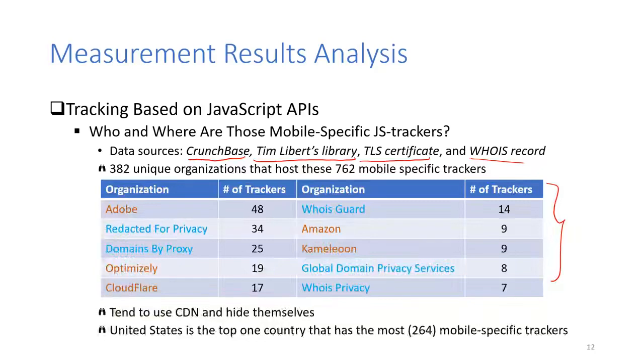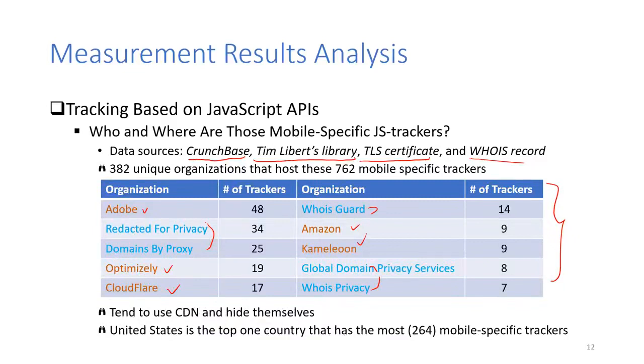Interestingly, we found that five of them, those brown ones, are all CDN service providers. And the rest, the five blue ones, are all domain management service providers. In other words, those organization names are not the real ones behind those trackers. It's just one approach those trackers adopted to hide themselves from the public.